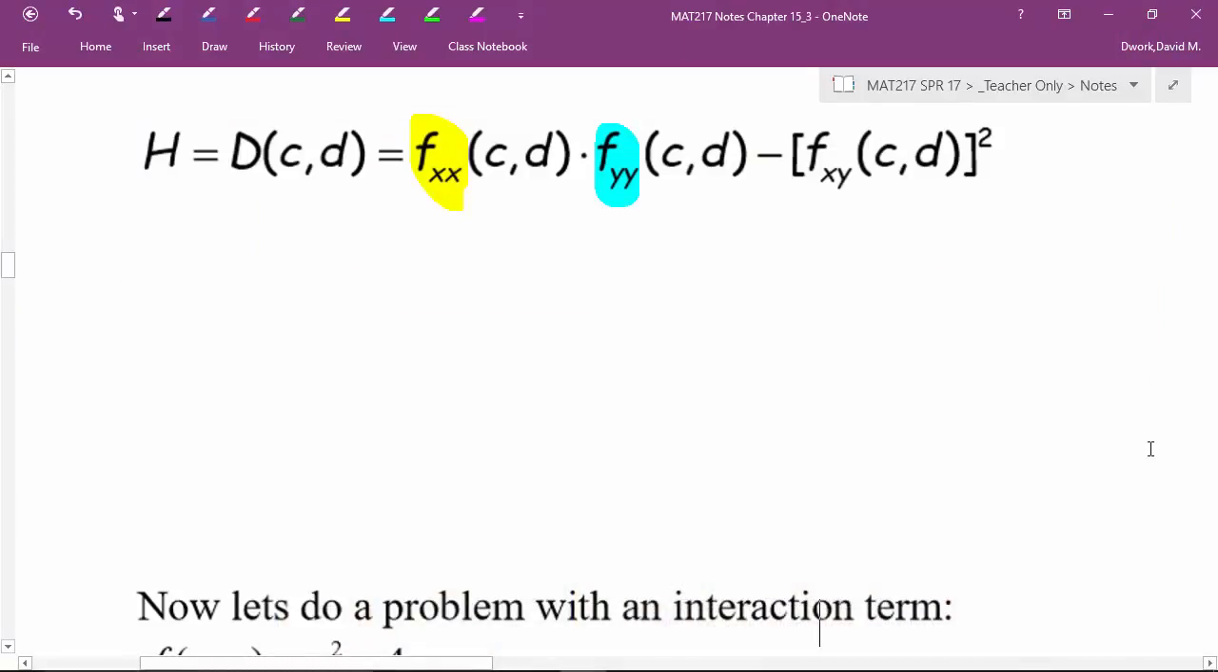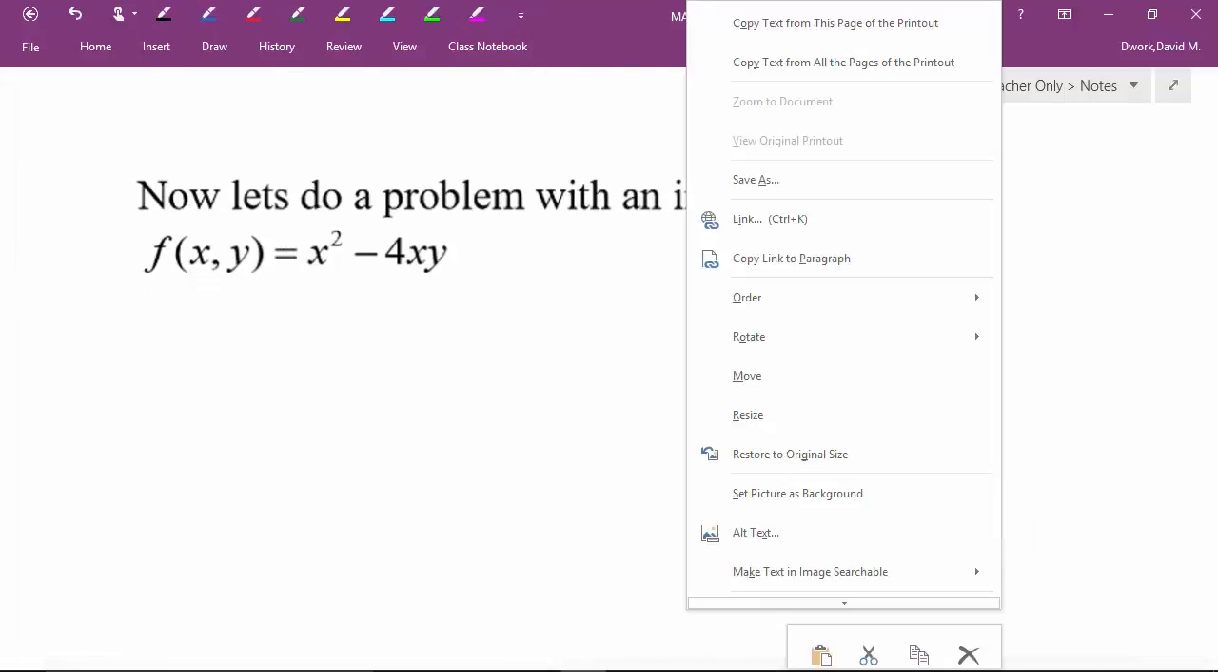Positive values, min or max, look back at either of the individual second derivatives to figure out whether it's concave up or concave down. If it's a negative value, saddle point every single time. It doesn't matter what these are. All right, so let's do one.